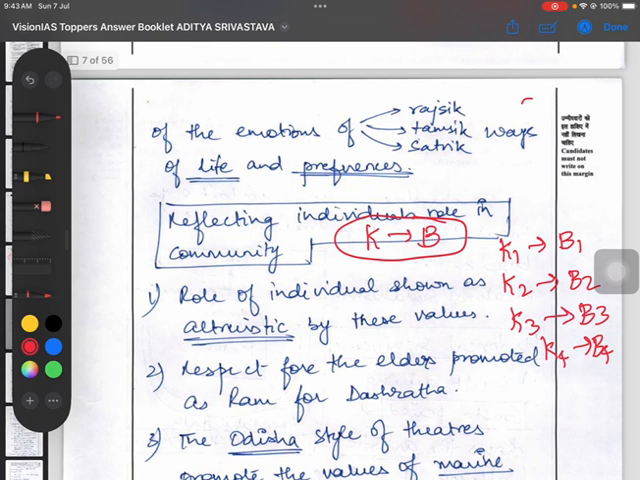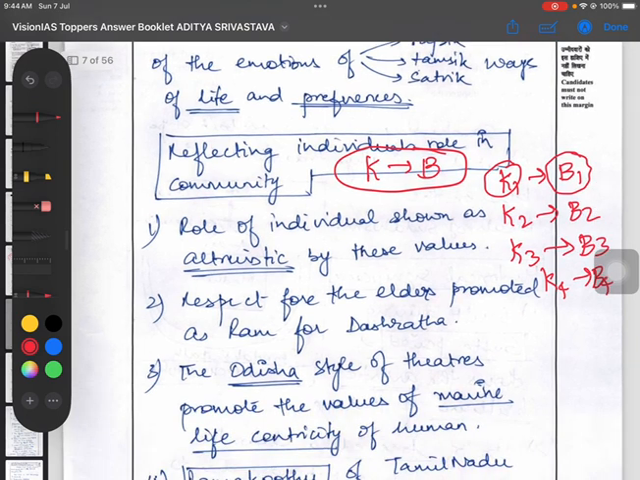Here K1 he has taken as the theatre form with certain values, an altruistic nature. Here B1, the individual's role, is an altruistic role, that means helping others. Here he didn't mention any theatre form, but we can give an example, for instance Ramlila, telling how we can help society or make society enlightened. So a particular theatre form is reflecting an individual's role in community.